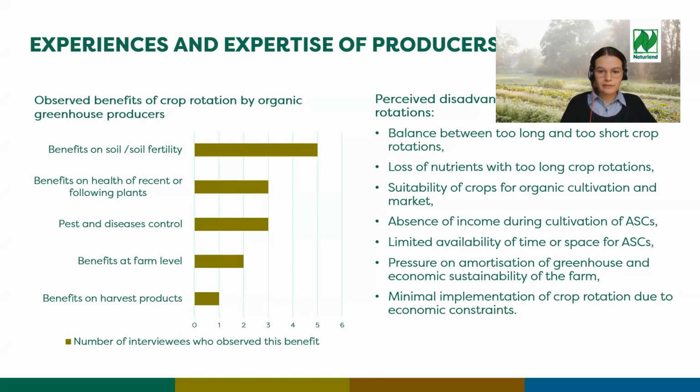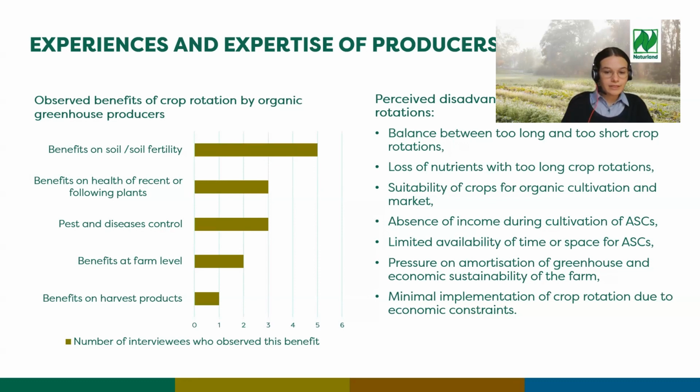This was followed by the benefits on the vitality of the recent and the following crops, the pest and disease control, as well as benefits at farm level and on the harvest products. Nevertheless, 7 out of 12 producers mentioned disadvantages of longer crop rotations in this context. For example, the balance of the length of the crop rotation and the loss of nutrients when the crop rotation is too long or too big.